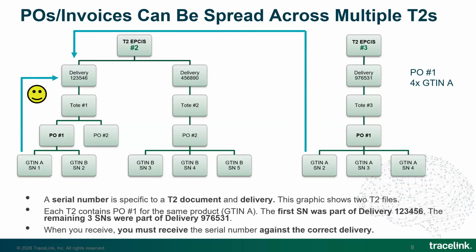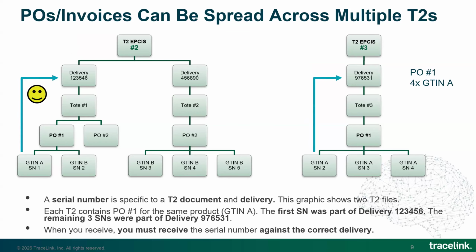We have another situation where somebody is scanning this GTIN A serial number 2, and by mistake, they're scanning it against delivery 1, 2, 3, 4, 5, 6. And this is going to cause problems because it's going to offset the count. And then you're going to have validation errors when you try to close the delivery. What that person needs to do is make sure that they receive GTIN A serial number 2 against the delivery that it came on, which in this case is 976531.